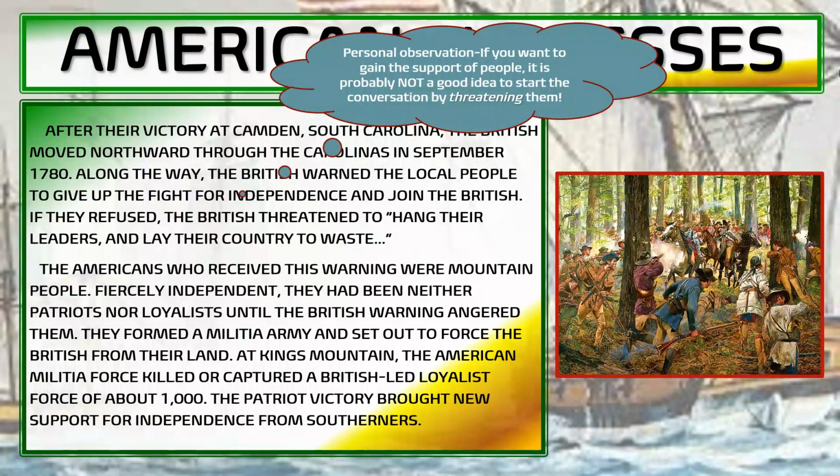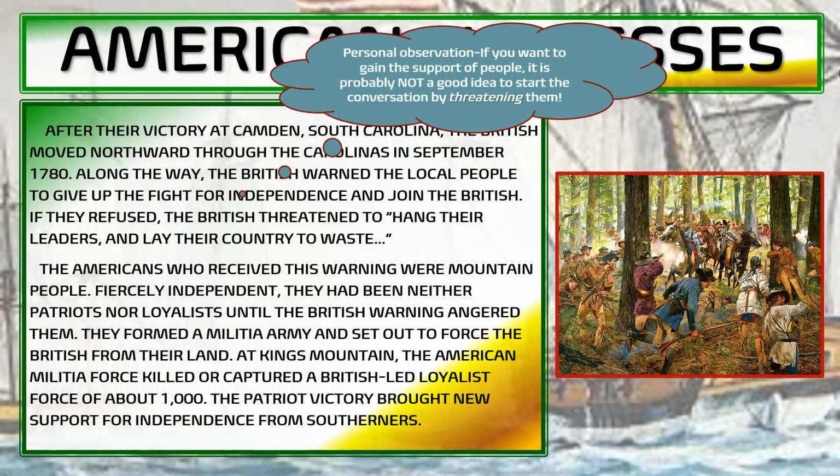Personal observation: if you want to gain the support of people, it's probably not a good idea to start the conversation by threatening them. Right? I mean, think about when someone does that to you. You better do that, or I'll beat you up, or I'll take this from you. It doesn't ever go over well. And when you're talking about these Southern boys from the mountain area, they were pretty tough and they were pretty independent, and they did not like being threatened in this manner. So this backfires on the British. Probably not a good idea to threaten them.